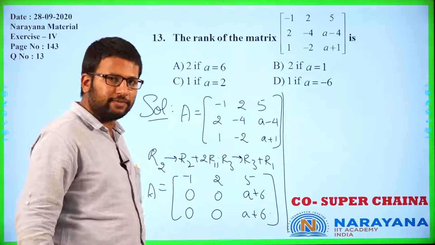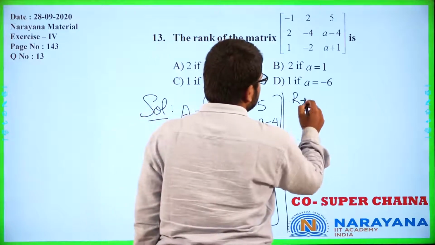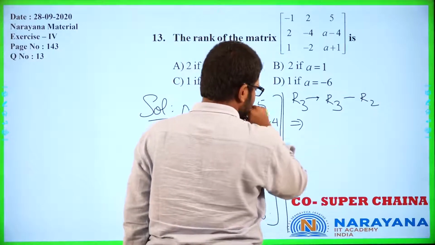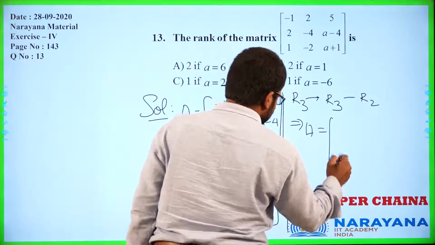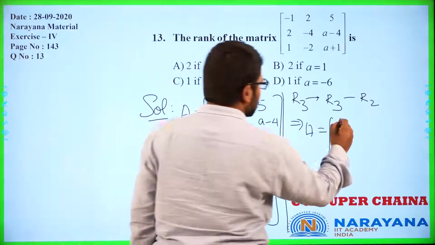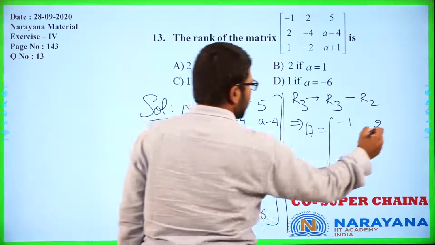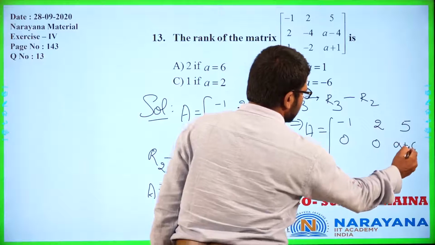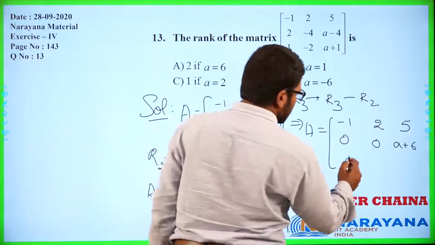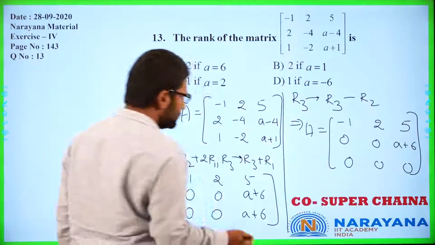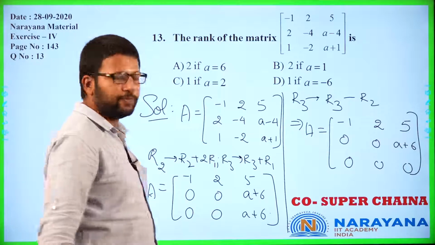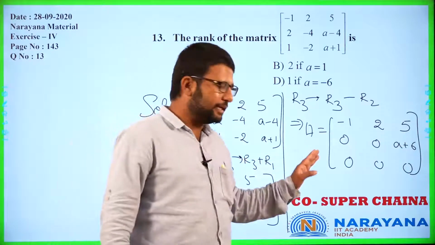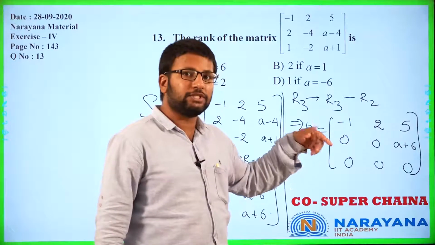R2 and R3 are identical. Right? So now we will say R3 goes to R3 minus R2, right? In which case A would be, you see the first two rows will be as they are, minus 1, 2, 5, 0, 0, A plus 6 and 0, 0, 0 this time because R3 goes to R3 minus R2, correct? So clearly rank of A cannot be 3. It can be 2 or it can be 1 depending on the situation, right?